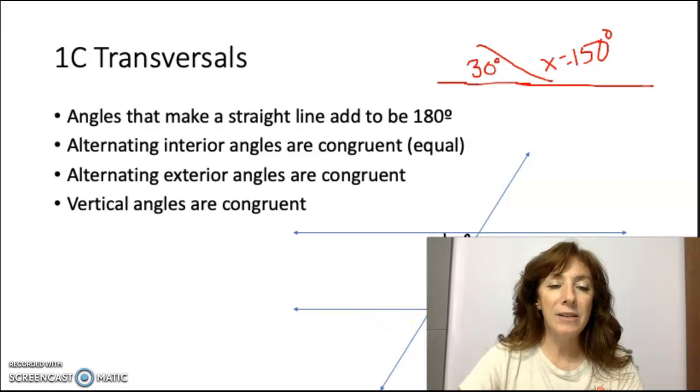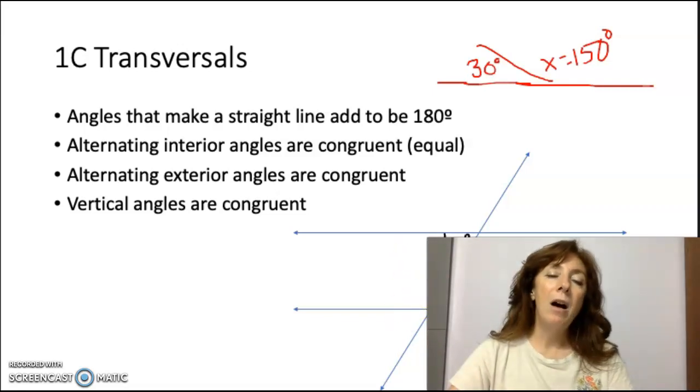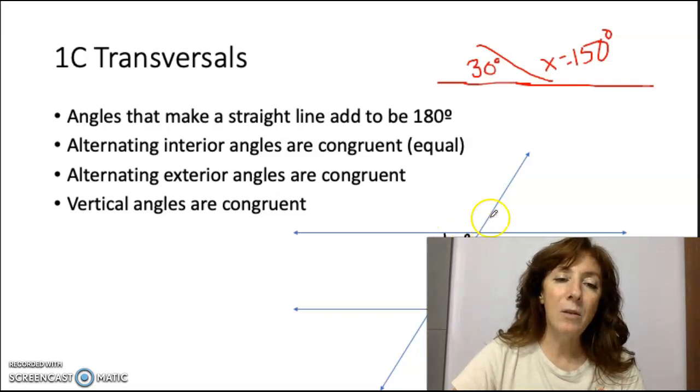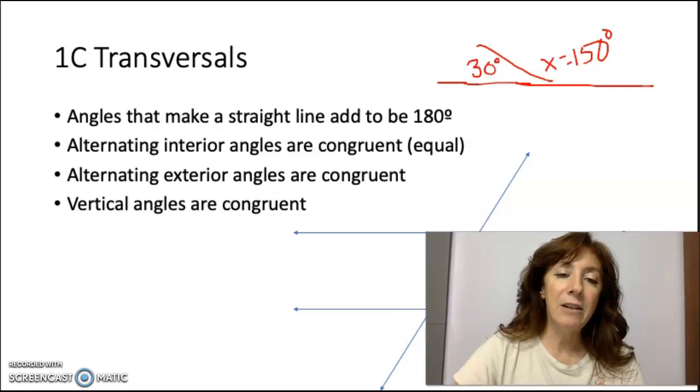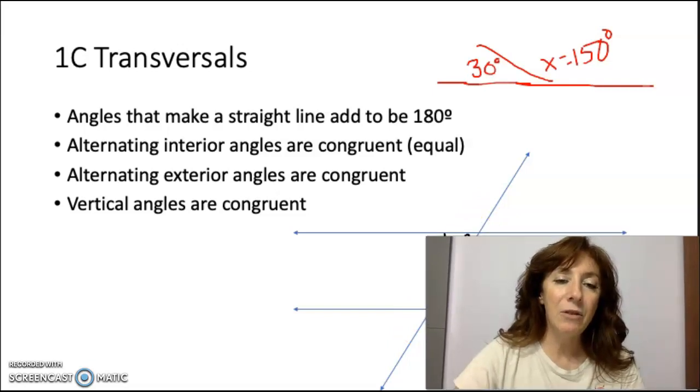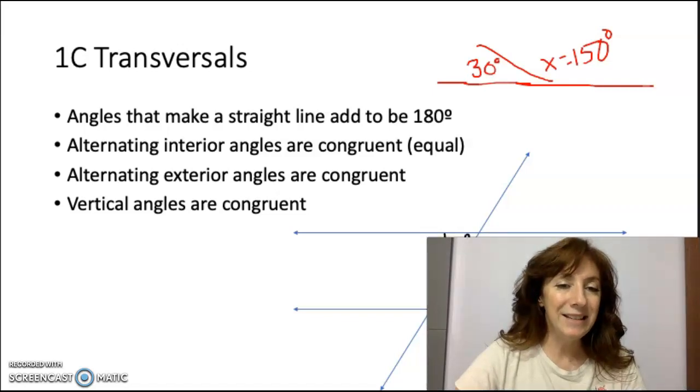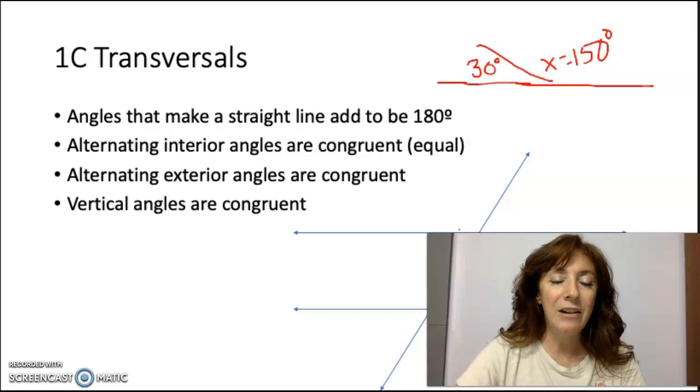This is outside the two parallel lines, that's exterior. This is in between the two parallel lines, so that's interior. Alternating means that one's on one side of the cut, or the transversal, like this 50, and the other one is here on the other side of the transversal. So this is 50 and this is 50 because they alternate and they're interior.